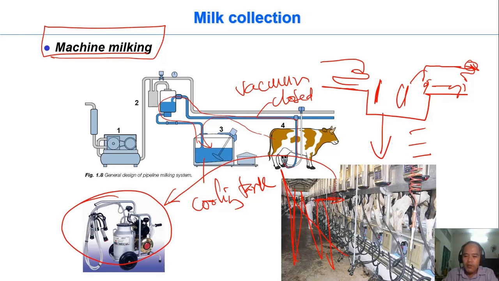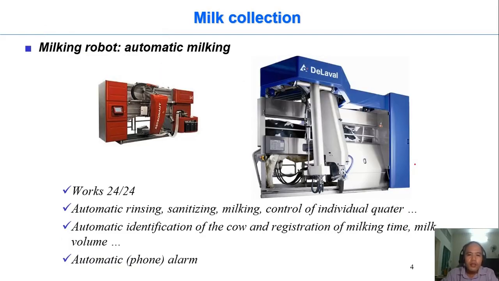And the other disadvantage is that you need trained people, the people who are trained to do this. And of course, when they are trained to do this, then they can do this professionally. They can do everything in a good manner. It's also good. The third method to do milk collection, to do milking, is to use a robot.